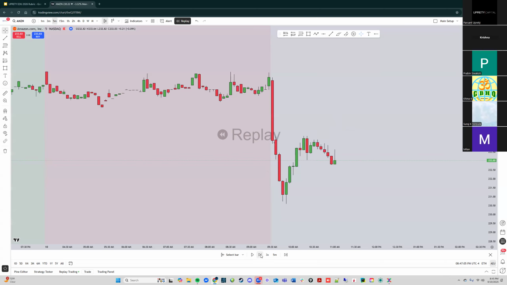Once again, somebody tell me this candlestick. What is this candlestick called? What candlestick pattern is this? Can somebody tell me?